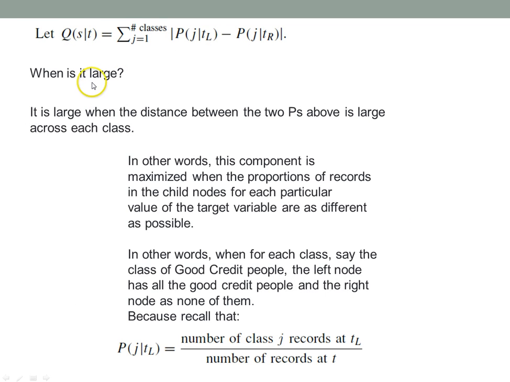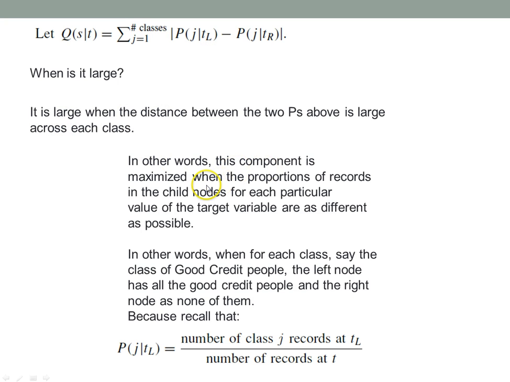So when is Q large? It is large when the distance between the two P's, this P and this P, is large across each class. In other words, we want it to be large for the good class and for the bad class. So we want to get good splits with regard to good and with regard to bad. In this case, it doesn't make that much sense to say with regard to both classes because we only have two classes. If one is good for one class, then it's going to be good for the other class as well.